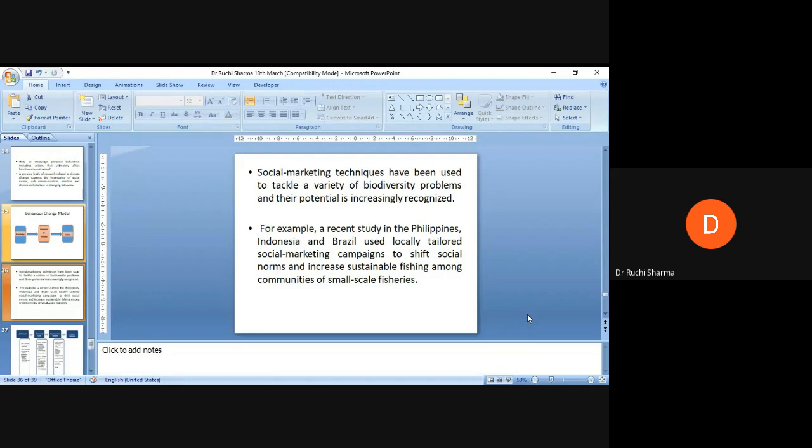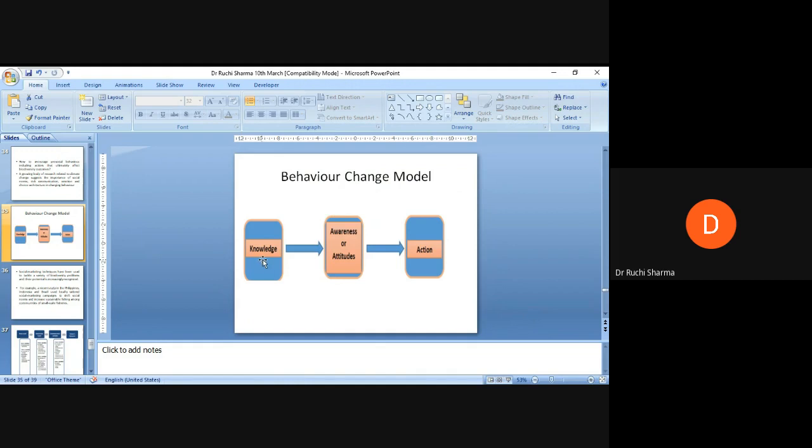In a recent study in the Philippines, Indonesia, and Brazil, they used locally tailored social marketing campaigns to shift social norms and increase sustainable fishing among communities of small-scale fisheries. As shown in the earlier model, many times people don't know how their behavior is imposing a cost on the environment. So once they are told there is another way to do the same thing which is more environmentally friendly, it will arouse curiosity, and ultimately it will lead to a change in their behavior.